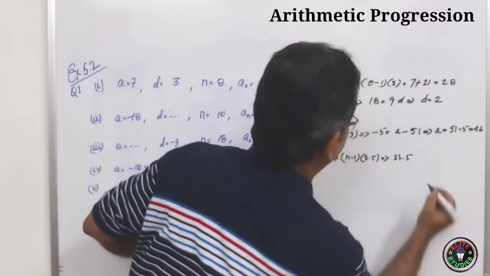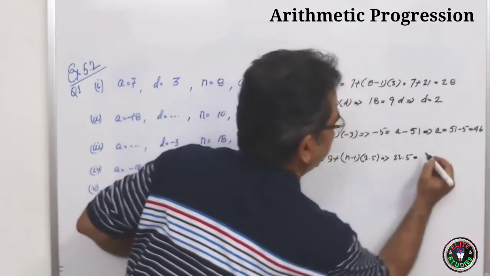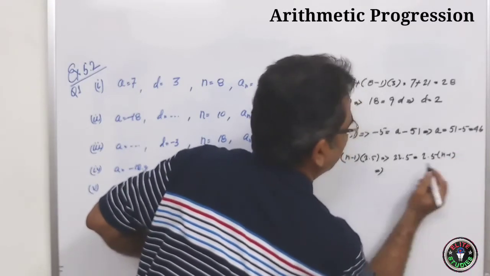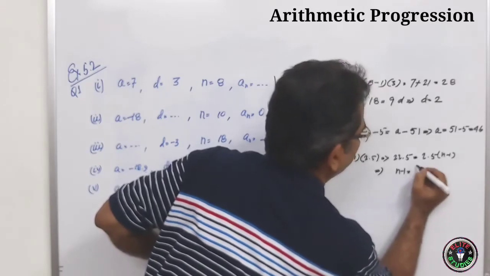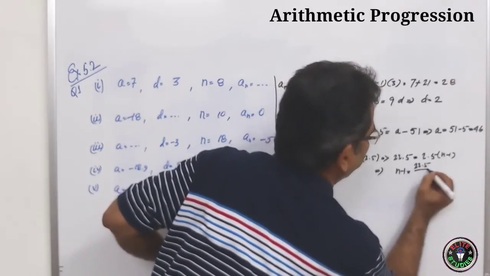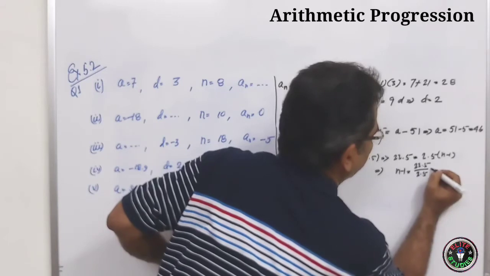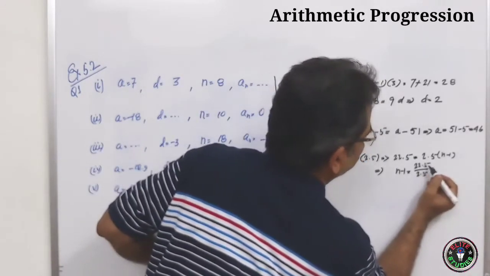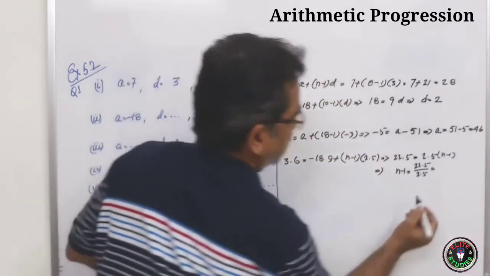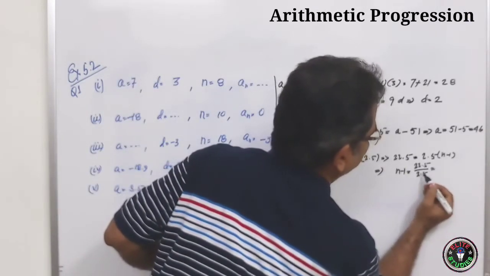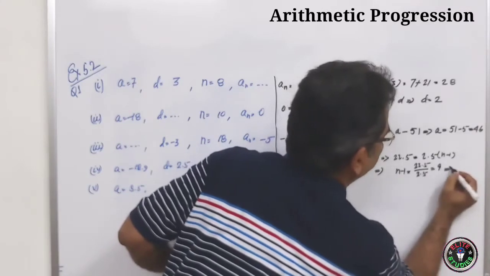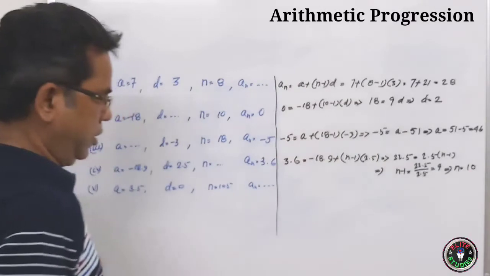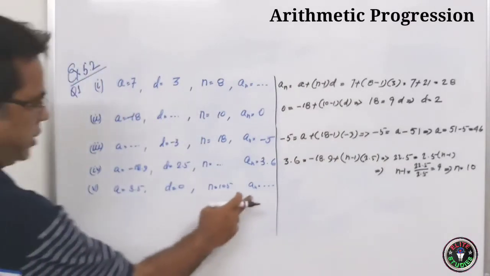22.5 is equal to, it is what? 2.5 n minus 1. It will give you how much? N minus 1 will be equal to 22.5 by 2.5. So it will how much? This will cancel. So 5 5 jar. Isn't it? So 9 5 is 45. So it gives you n is equal to 9 plus 1. N is equal to 10. Got it?